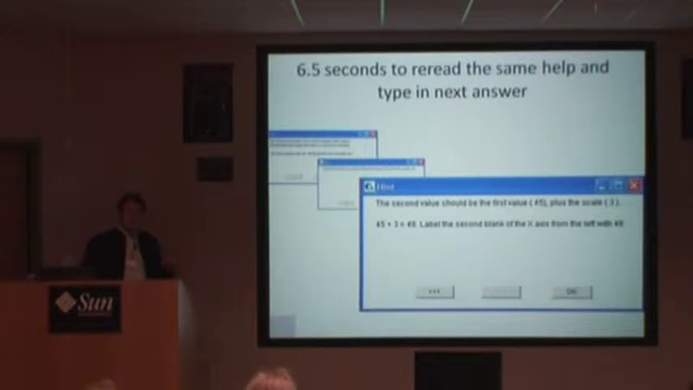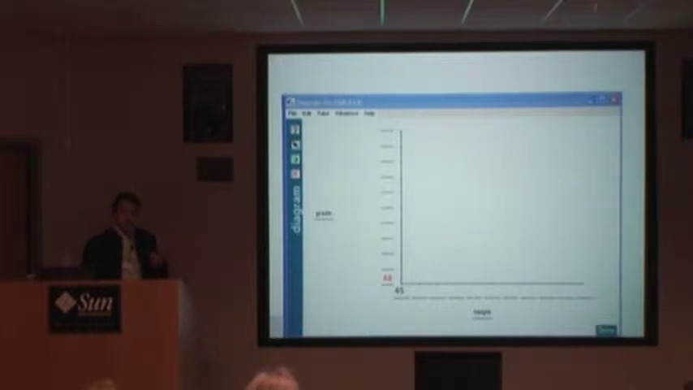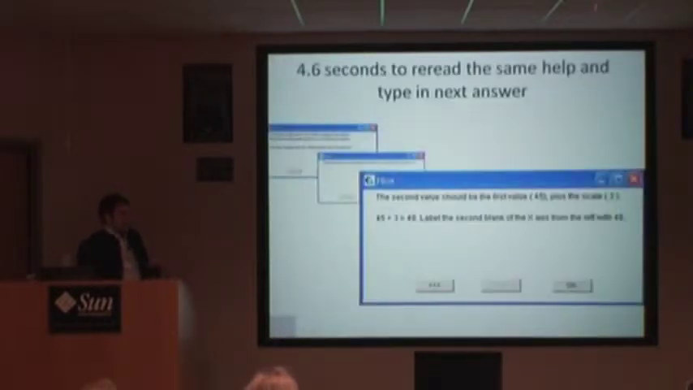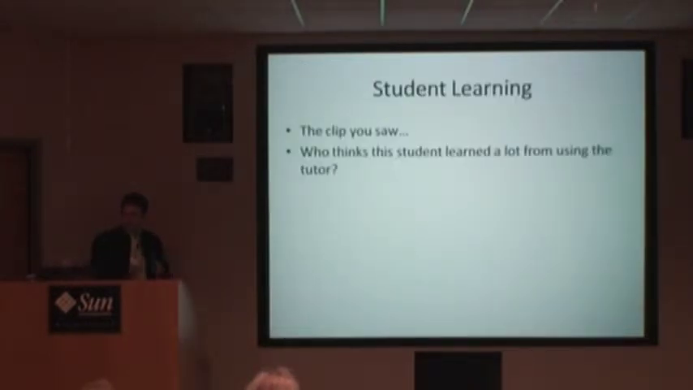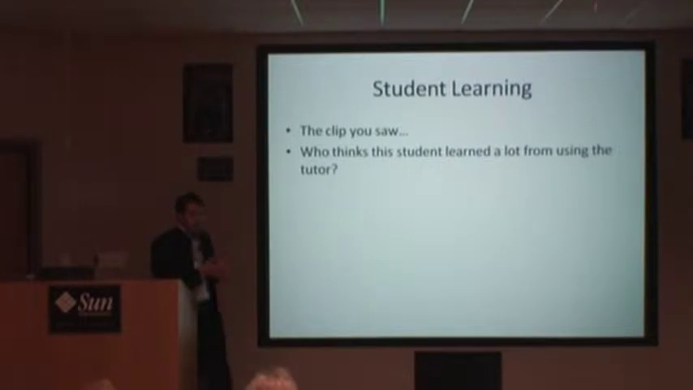She asks for help again, spends 6.5 seconds reading the exact same help, and typing in the next answer, 48 in the same place. It's still wrong. At this point, she reads the same help a third time, and at this point, puts it in the correct place. So who thinks that this student learned a lot from using the tutor?